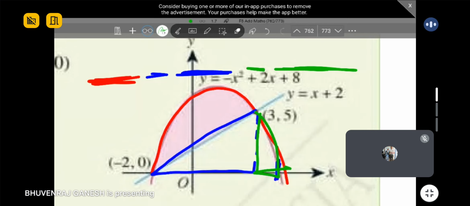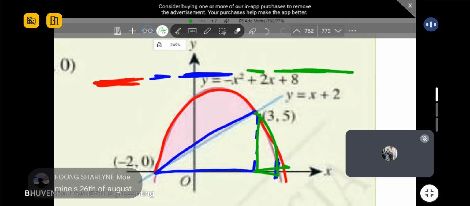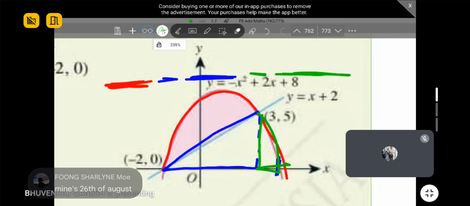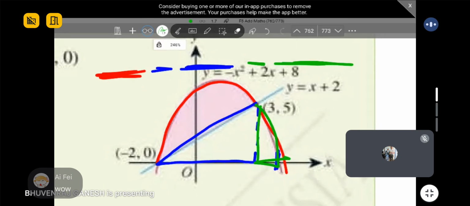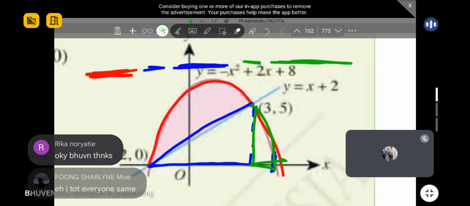Trials, I think most of everyone is September, if not mistaken. Oh, 26 August. Gambate lah. That's the only thing I can say.